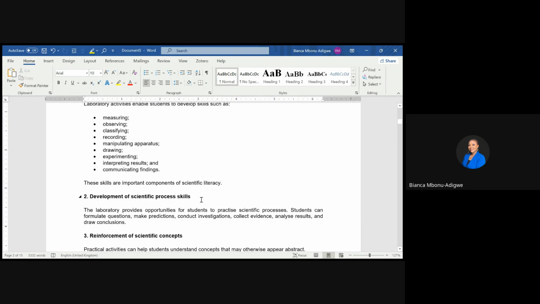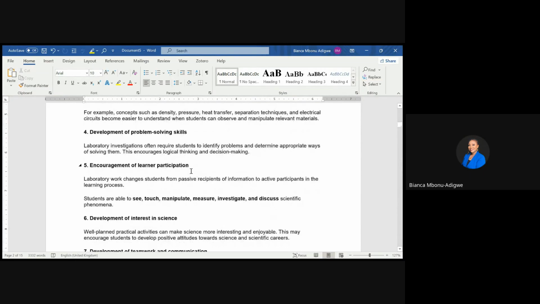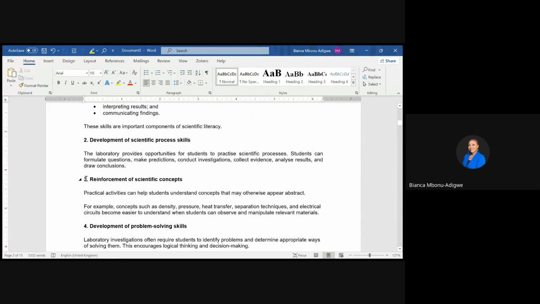Nonya says labs are where theories become real. That's true. Lucia says it enhances curiosity and problem solving. I think you've all covered this. That's good. Thank you. Development of science process skills, reinforcement of scientific concepts. That's just what our friend just said. They help you understand what may otherwise appear abstract.